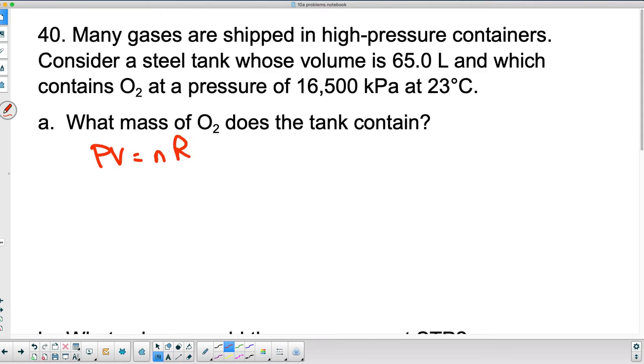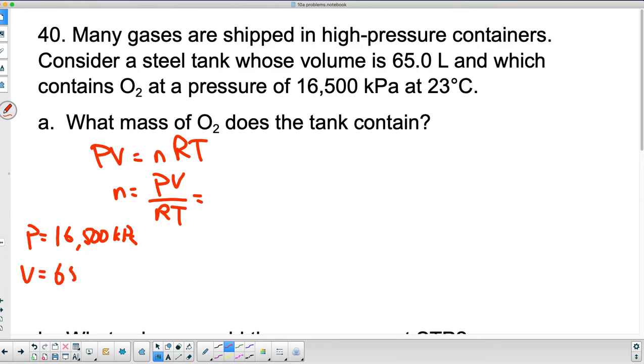I'm going to use this to solve for n, which means that I have PV over RT, okay? So let's just do all of this here. P equals 16,500 kPa. Now that means that my volume is 65 liters. My n is what I'm looking for.